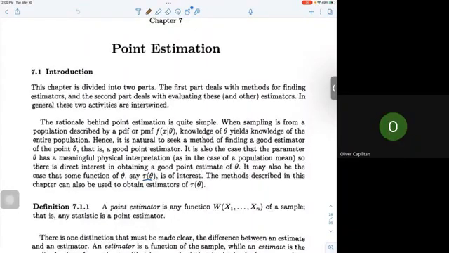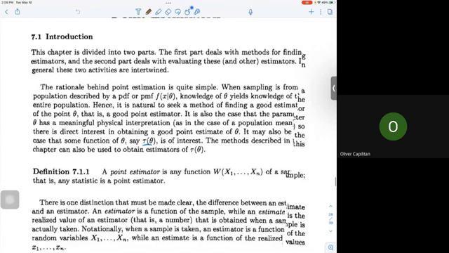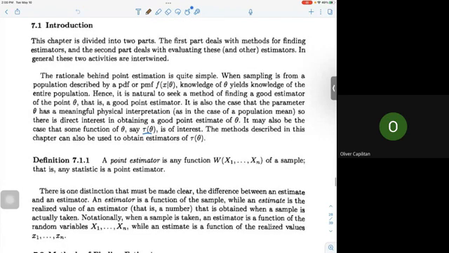Okay, good afternoon, everyone. We are still on chapter 7, and that is actually point estimation. So, this chapter, we have two parts here. First, we're going to learn about the methods of finding an estimator. And then, secondly, we're going to evaluate these estimators. So, we have here our definition.